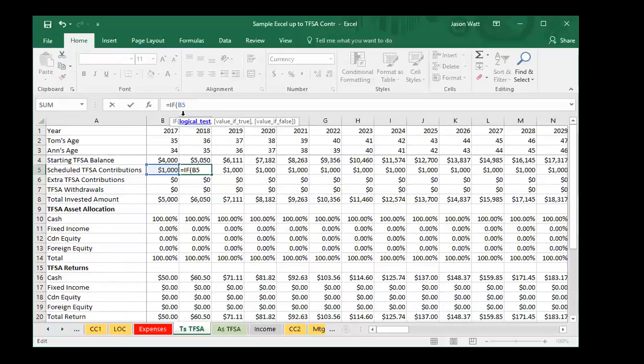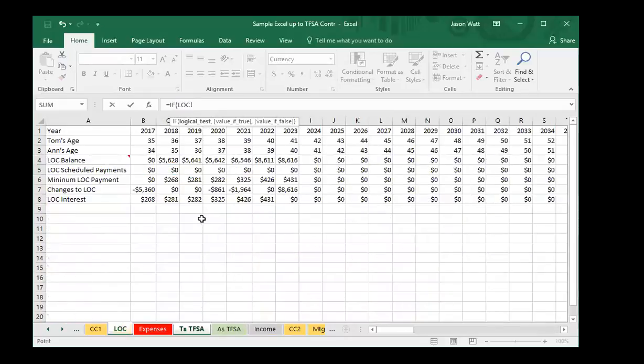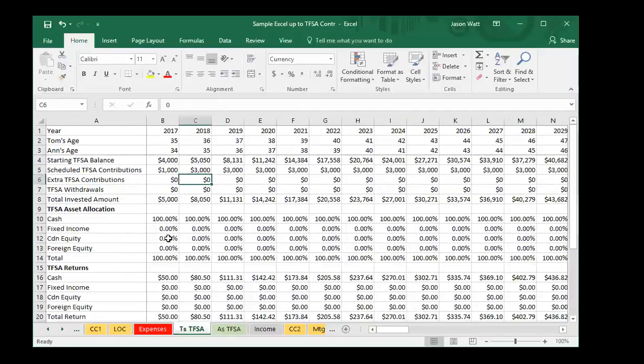So I say, if the line of credit balance is greater than 0, then we're just going to use that previous year's value, what was cell B5 on the sheet we're working on. And if it's not, then we're going to change it up. We're going to crank it up to, let's say, $2,000. Something like that, where we increase, or maybe even 3,000, whatever. We'll do it like that.